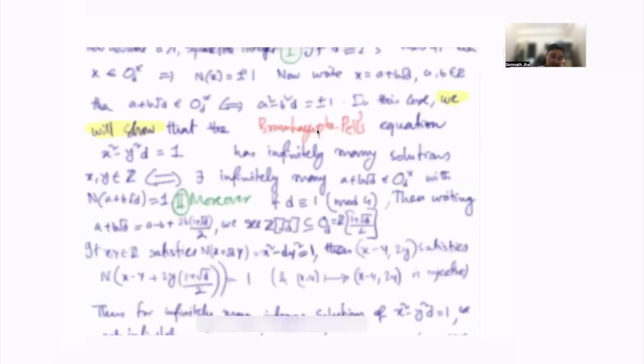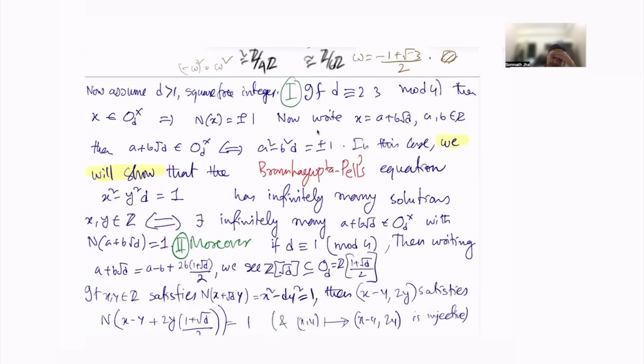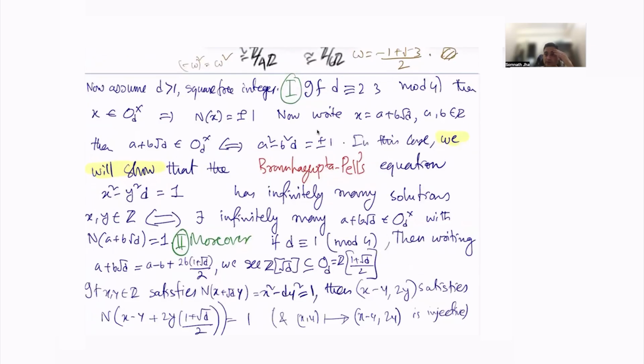Now contrast this with the real quadratic case. Imagine a quadratic field; we saw there are always finitely many units. In fact, other than two specific cases, there are only 2 units. In other cases, there are 4 or 6, so there are at most 6 units. In this case, we'll show that the equation x squared minus d y squared equals 1, called the Brahmagupta-Pell equation, has infinitely many solutions.